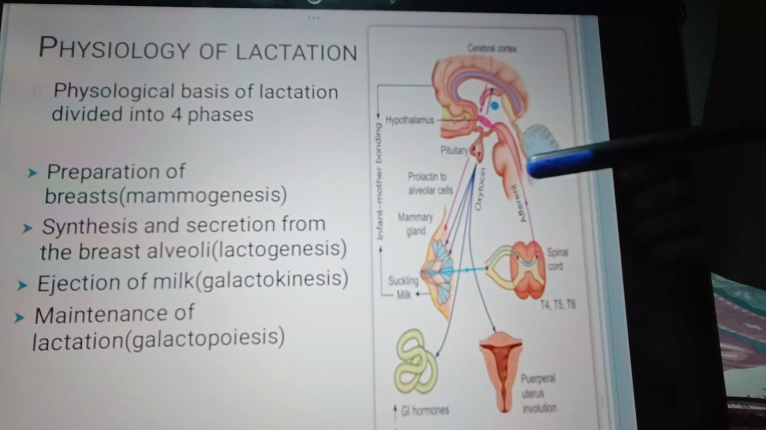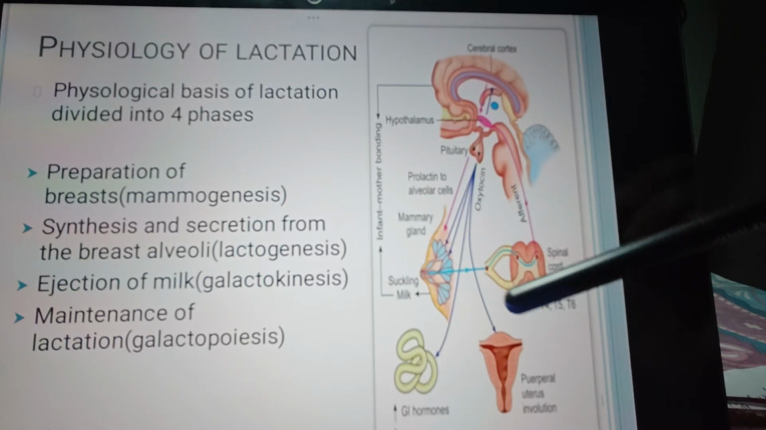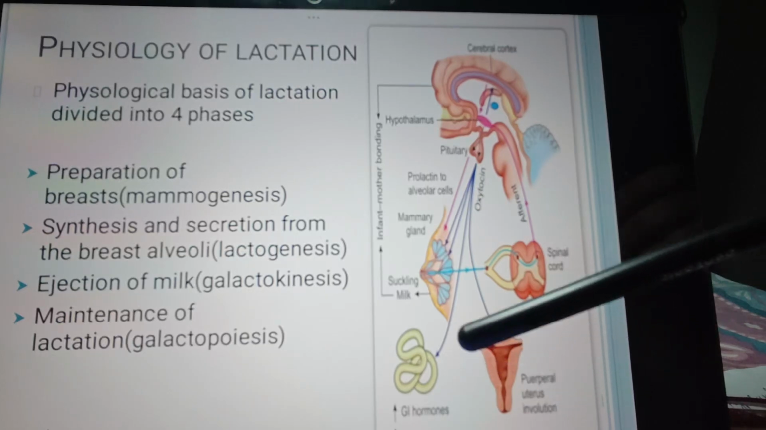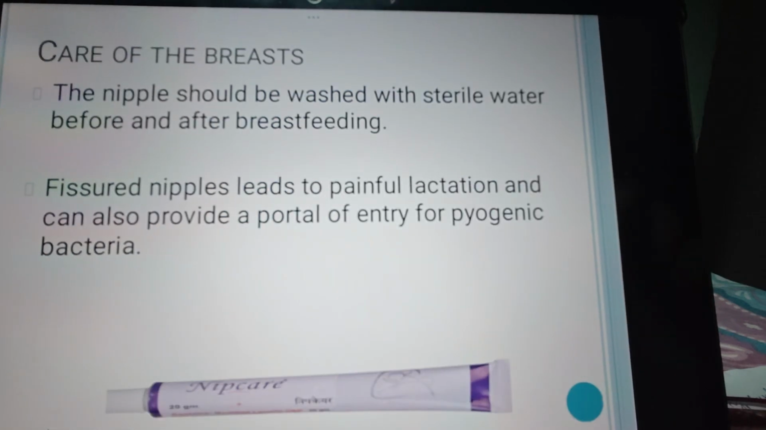So these reflexes, the afferent is through spinal cord T4, T5, T6, and in spite of this, oxytocin also does involution of the uterus through contractions, and also increases the GI hormones and the GI motility. So this is the physiology of breast milk secretion.